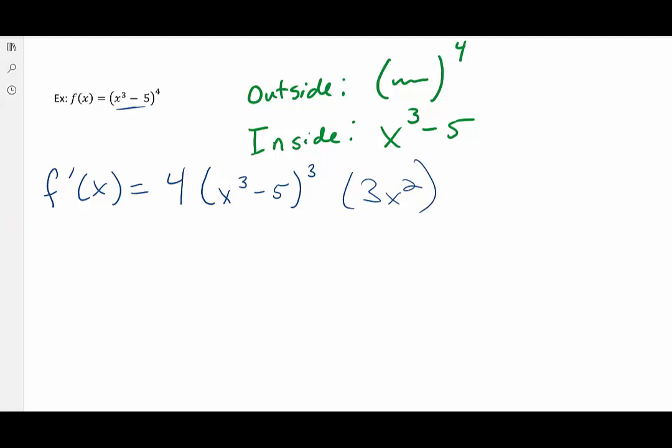And there we go, folks. That is the chain rule. That is our derivative. All right. So one more time, this part of the chain rule is the outside derivative.